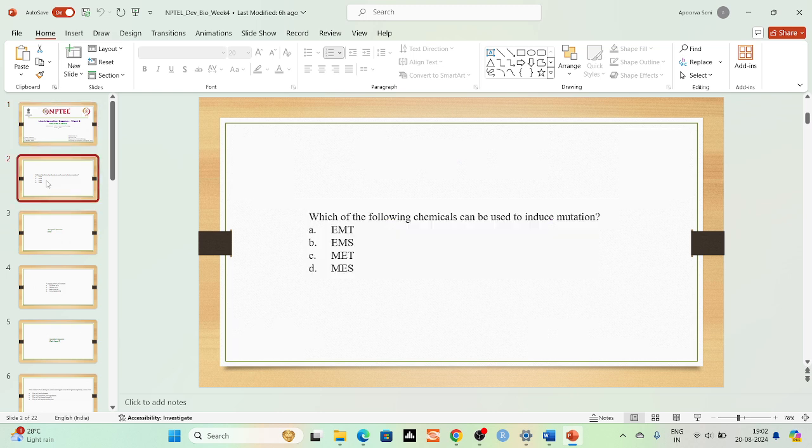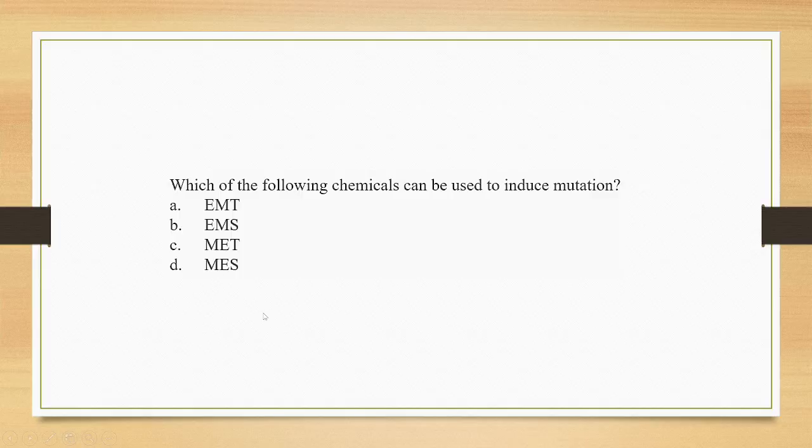So the first question is, which of the following chemicals can be used to induce mutation? EMT, EMS, MET, and MES. This is the question. I'm repeating it again. Which of the following chemicals can be used to induce mutation? EMT, EMS, MET, and MES. You have 2 minutes to answer this question and then I will switch the screen.